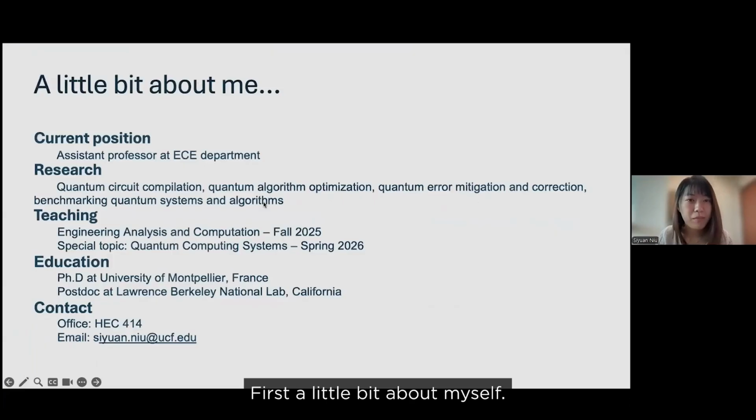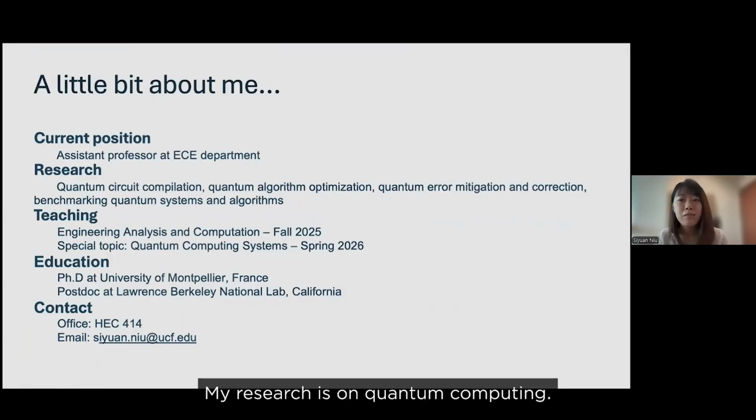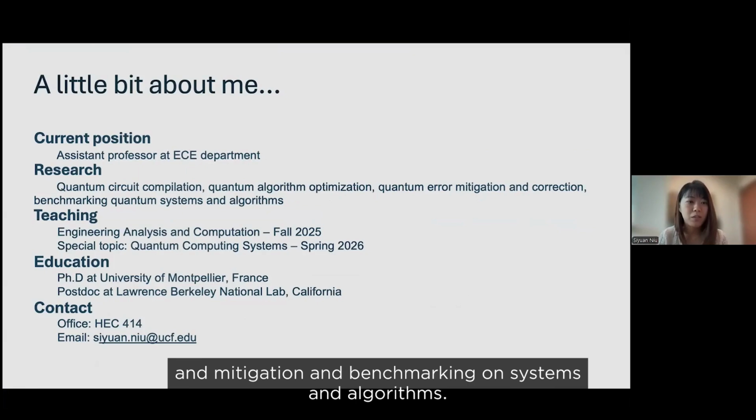First, a little bit about myself. I'm currently assistant professor at Electrical and Computer Engineering department. My research is on quantum computing. I work on circuit compilation, algorithm optimization, error correction and mitigation, and benchmarking quantum systems and algorithms.